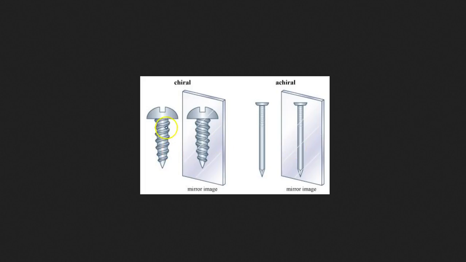So if you have a screw, it has a certain handedness. You probably have a way to remember that: righty-tighty, lefty-loosey, right? If you turn it to the right, it's going to tighten. If you turn it to the left, it's going to loosen. But if you make a mirror image of a right-handed screw, it's a left-handed screw. It would actually turn the opposite direction.